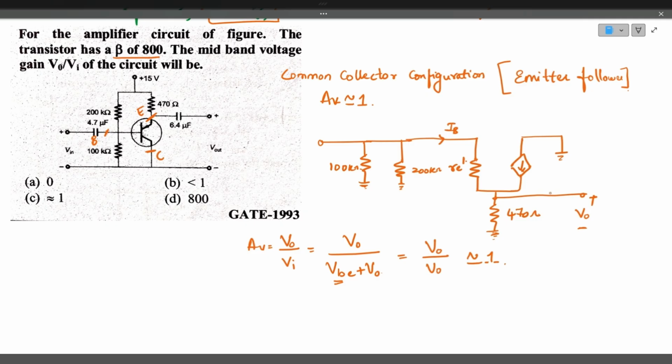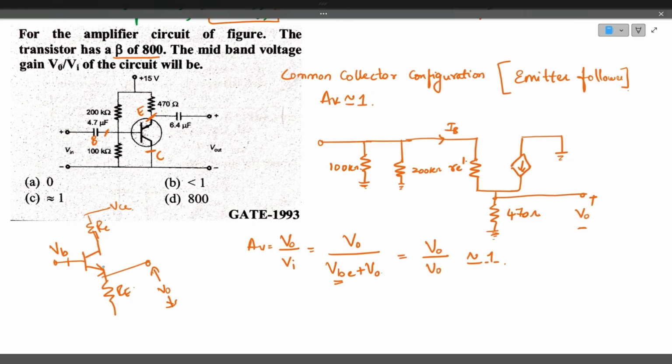Okay. If you do not understand this, I will tell you in a very simple way. See, this is the base, this is the collector, this is emitter in our normal notation. This is emitter resistance, this is collector RC, and here VCC is given. So this is the input voltage, base voltage. This is the emitter voltage, that is output voltage.